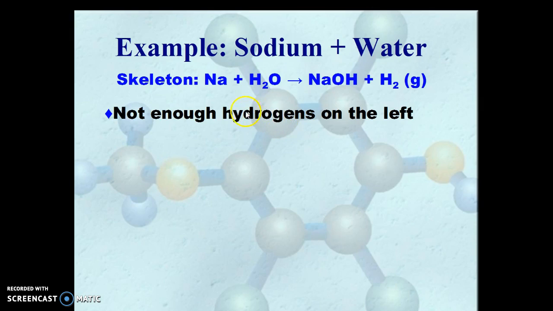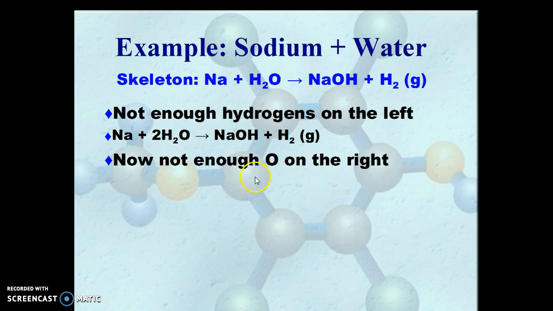Again, we look for not enough. There's not enough hydrogens on the left. See, we have 1, 2, 3 over here. So we double the amount of water on the left. Now there's not enough oxygen on the right. So we double the sodium hydroxide on the right.